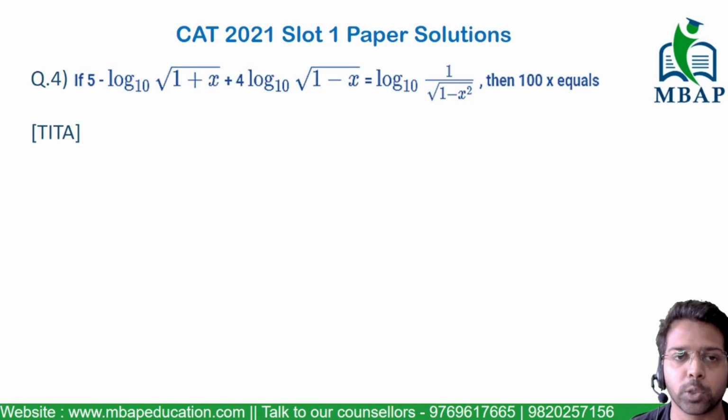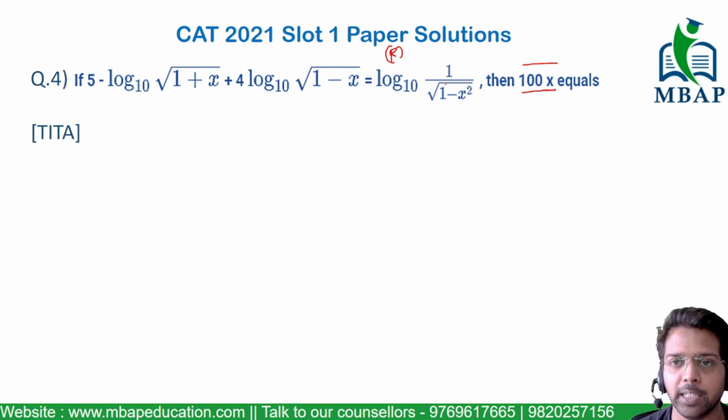Okay, now let's see the next question, which is on the topic of logs. The question says, if 5 minus log to the base 10 root of 1 plus x plus 4 log root of 1 minus x is equal to log of 1 upon 1 minus x square, then find the value of 100x. Now certainly, let's try to solve this equation from the right hand side.